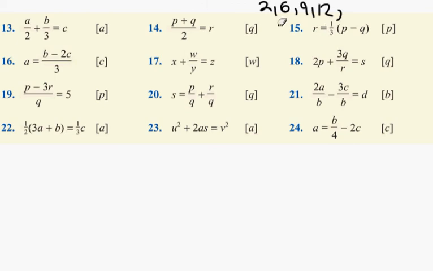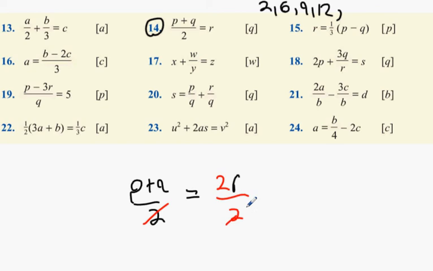Now, let's look at question 14, which would be another decent one. P plus Q over 2 equals R over 2. Sorry, R, just R. What would be a good start off? And then what do I do at the top? And then to get Q on its own, Q equals 2R minus P. So far, how do you rate the difficulty?